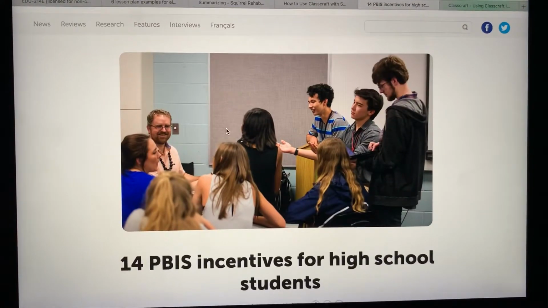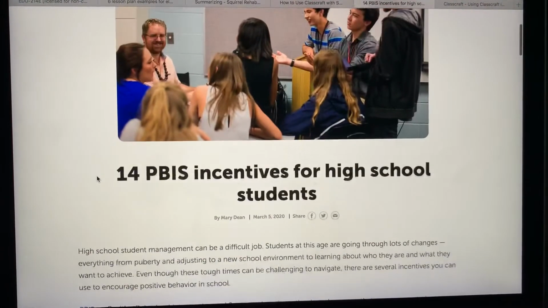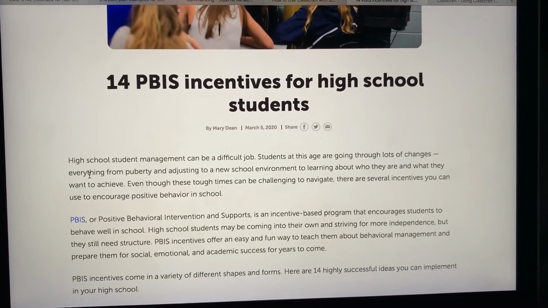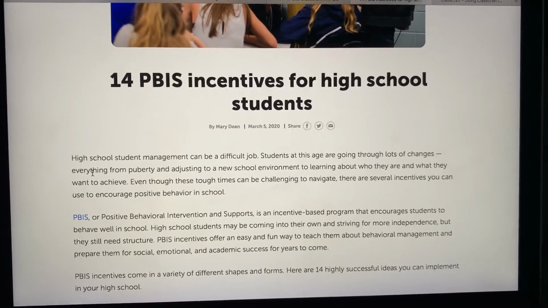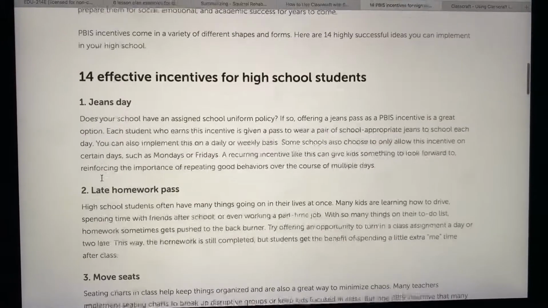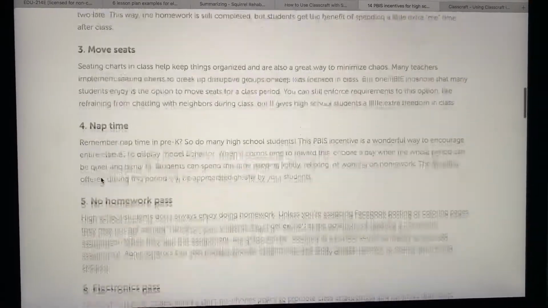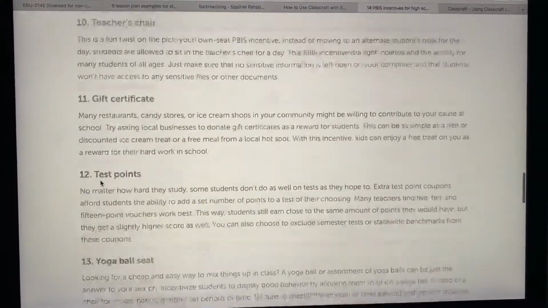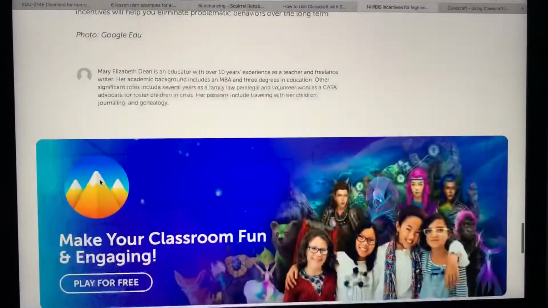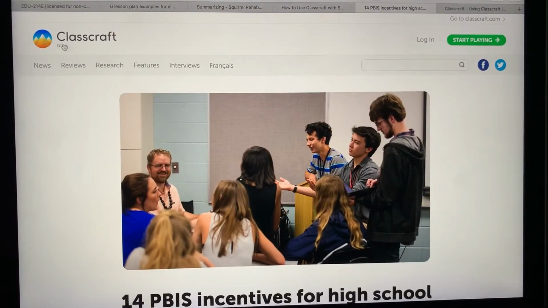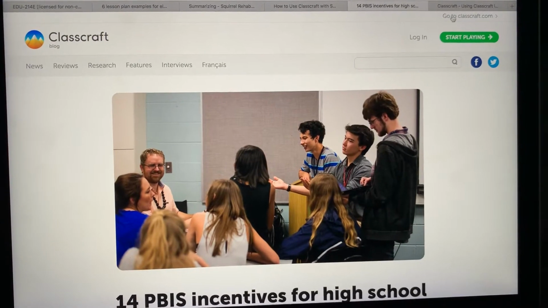And the next one I have is 14 positive behavioral intervention and supports incentives for high school students. That way it's not just if you're working with elementary school students, it's also how to incorporate this game with high school students at a higher level, which is also on the Classcraft page blog. They have a lot of really good information on their site.